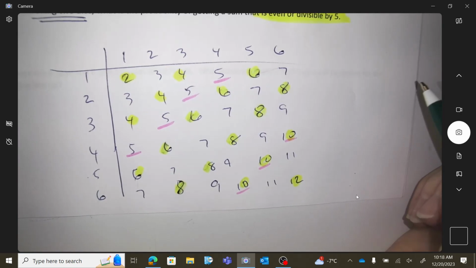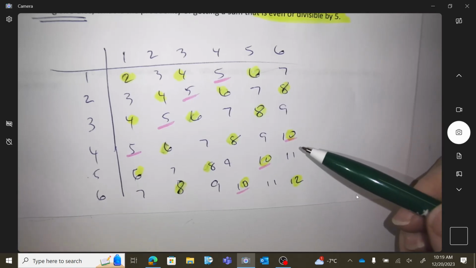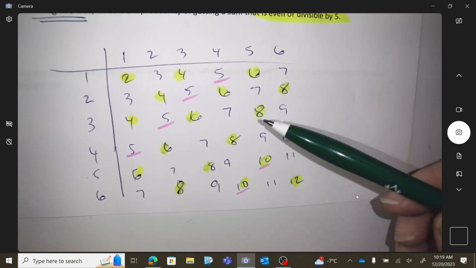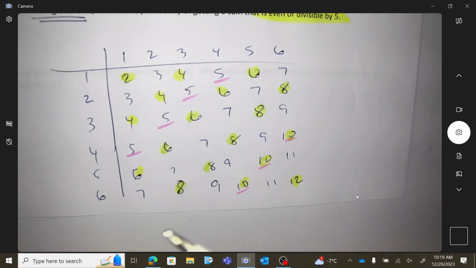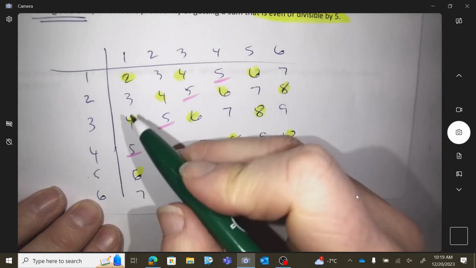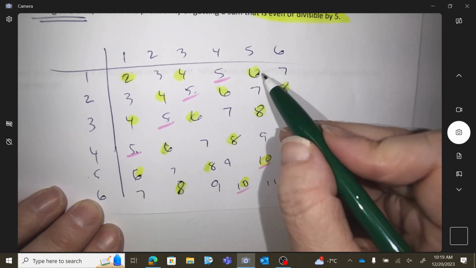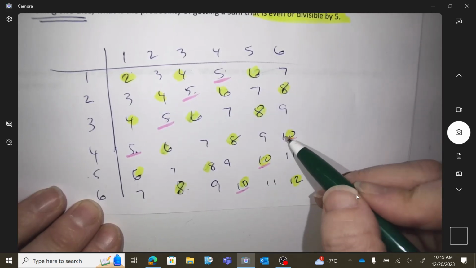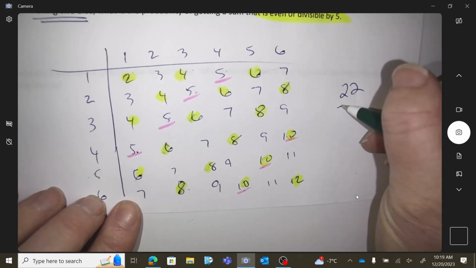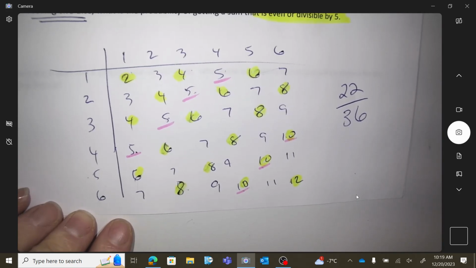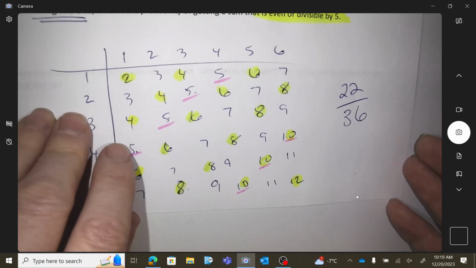Okay, so this is a situation where there's a bunch that are even, there's a bunch that are divisible by 5, and these were the overlap. You can either do all my yellow plus all my pink minus those 3 overlap, or you can just count how many I've highlighted all together. So 1, 2, 3, 4, 5, 6, 7, 8. Is there 22? Is that what you got? Okay, that one would always be out of 36 options.